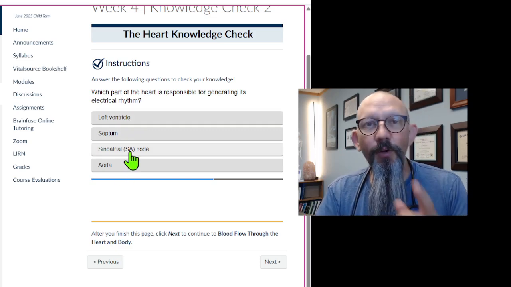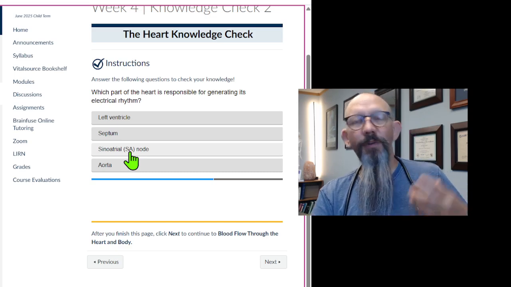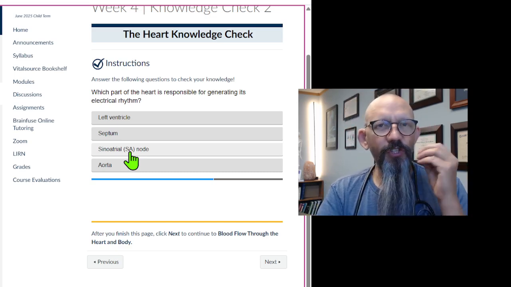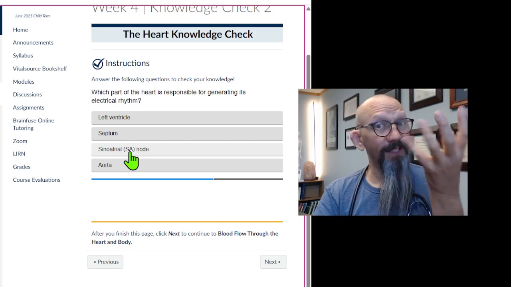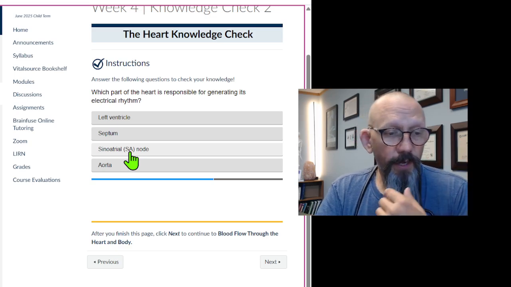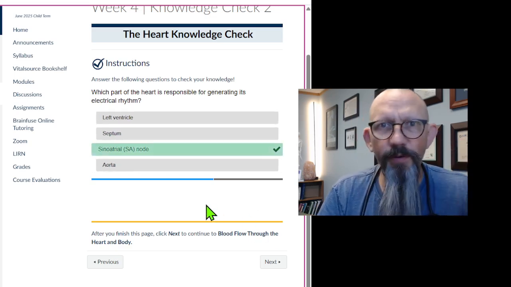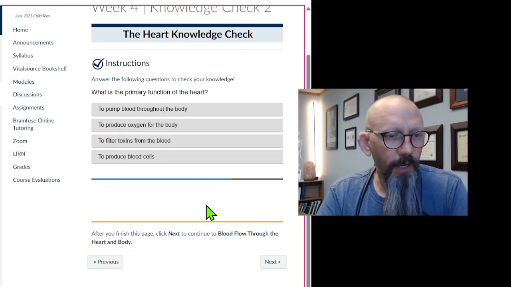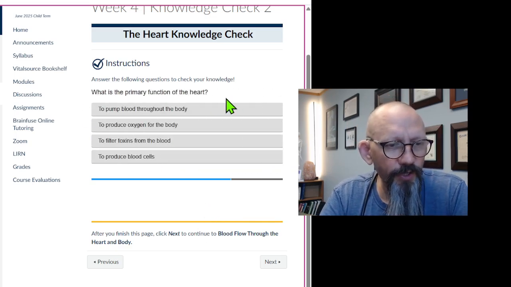node, sinoatrial node. So it's a little node. It's a little bit of nerve tissue that starts the pumping. Now you can take out the heart and it still beats about 40 times a minute by itself. It's a weird thing. Why would you take someone's heart out? But they used to. What is the primary function of the heart?